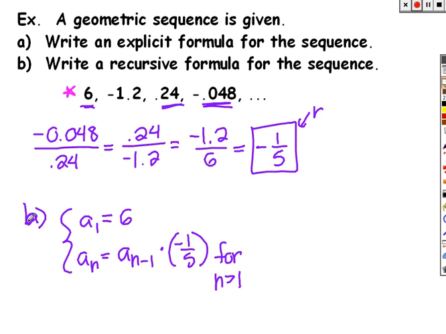If I want the explicit formula, to get the nth term, I'm starting at 6. And I'd be multiplying by negative 1/5. Careful, did you get this? n minus 1 times. If I want the 100th term, I'd only be multiplying by that negative 1/5 99 times, because the 100th term is 99 terms after the first term.